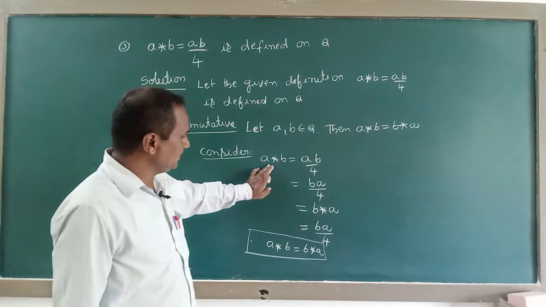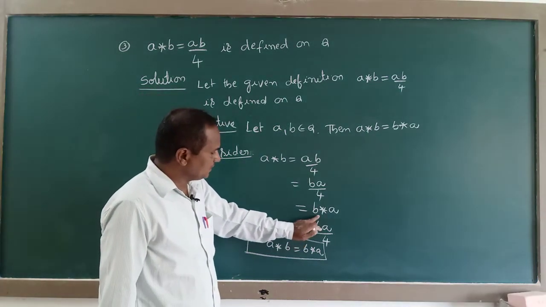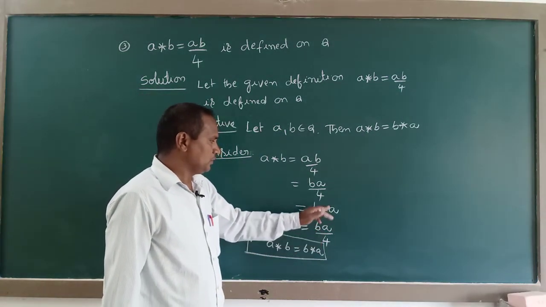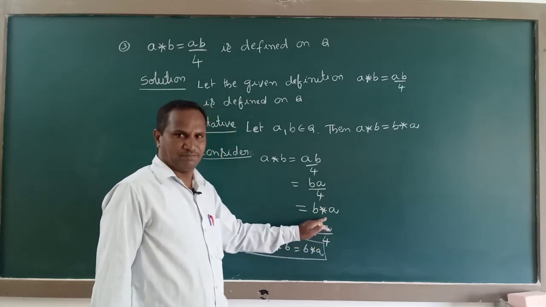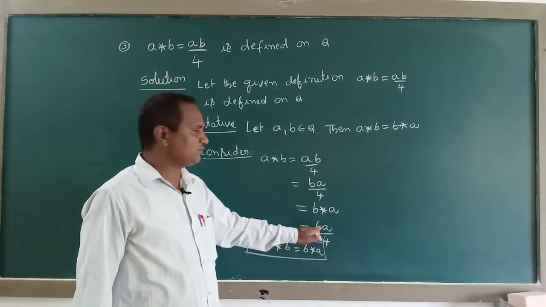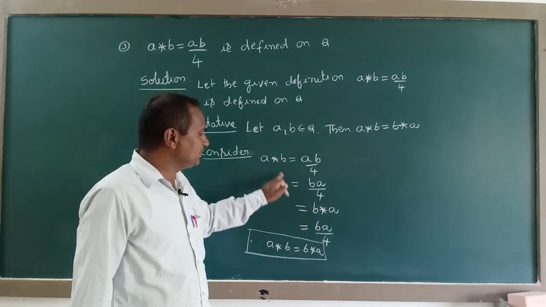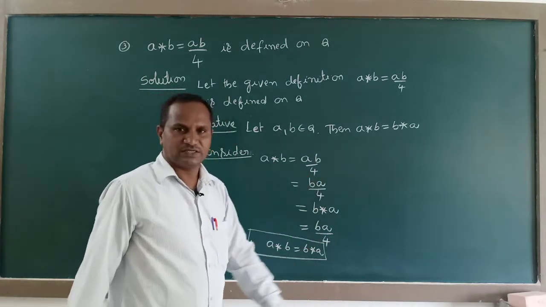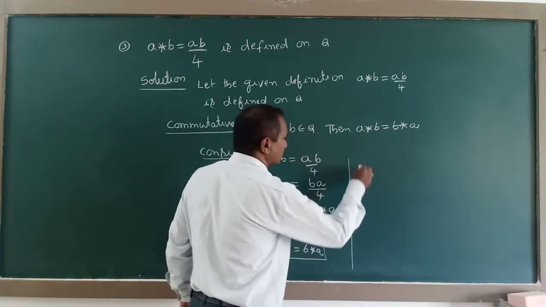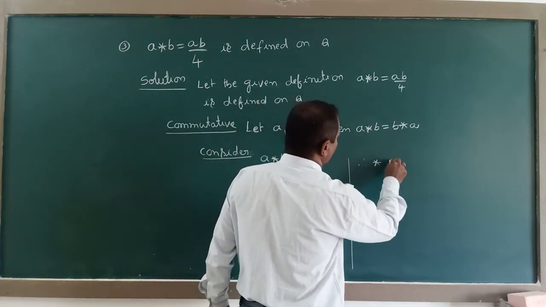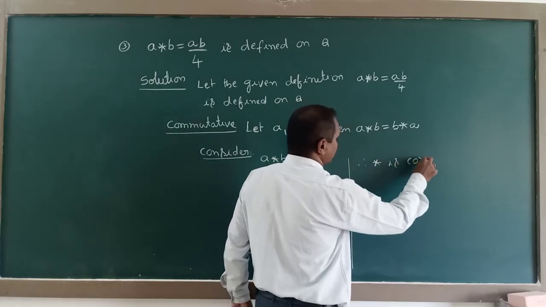What we got for a star b? The same for b star a; the value is also ba by 4. You can write upside or below, its meaning is the same. That's what finally we can equate them. a star b is equal to b star a. Therefore, star is commutative.